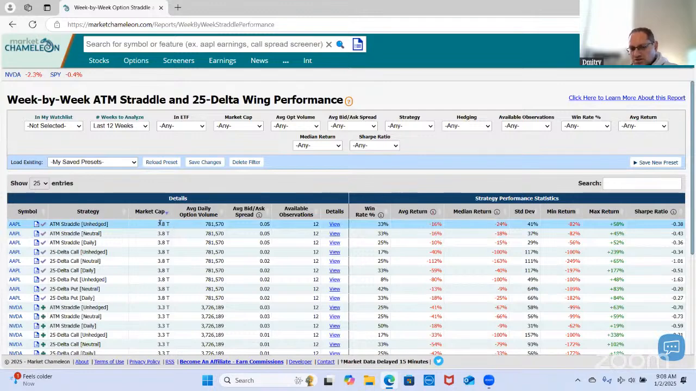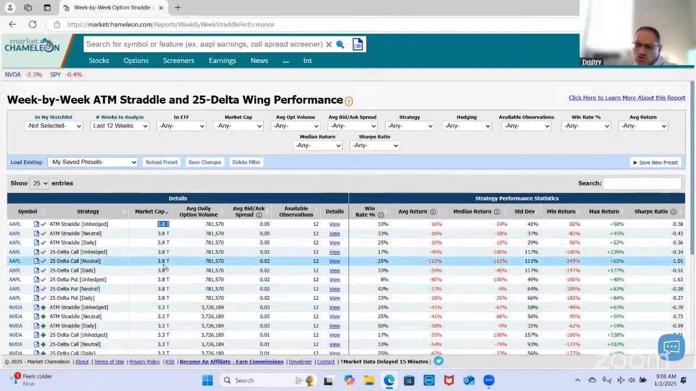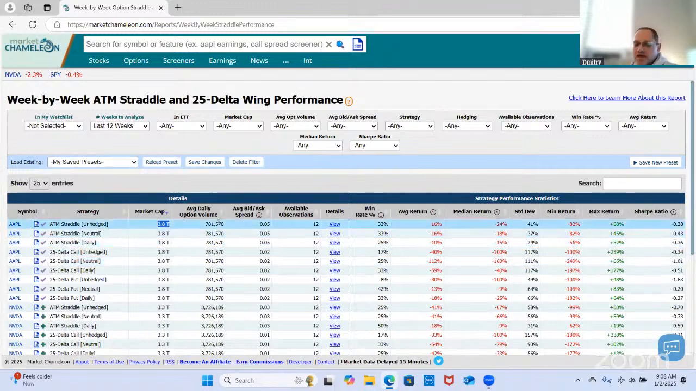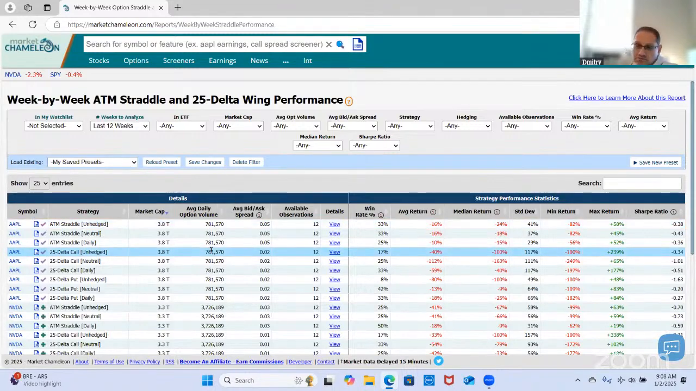Here we see, for reference, the market cap of the stock, Apple at 3.8 trillion. This allows you to either sort by highest to lowest or filter by market cap. So you have that data point there. Next to it, we have the average daily option volume in Apple at 781,570. This allows you to sort or filter by the average daily trading volume in that stock.